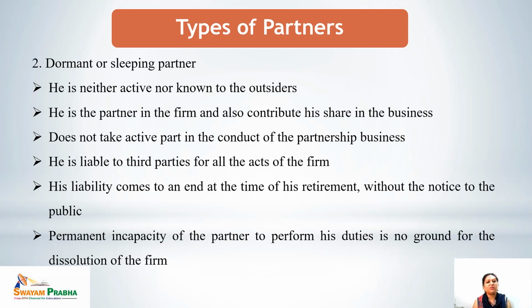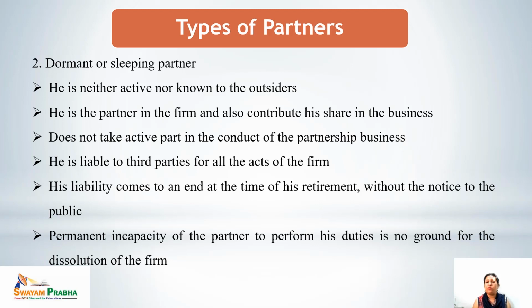The second type of partner is a dormant or sleeping partner. This is not an active partner. This partner is not known to the outside world. The persons outside the firm don't know about this partner. He contributes in the same manner as the other partners do. As all partners contribute part of the capital in the business, he also contributes. But the basic difference between him and an active partner is that he does not take any active part in the conduct of the partnership business.